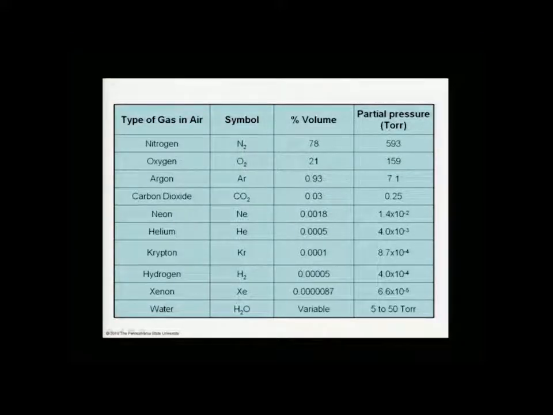So the types of gases are listed here: nitrogen, oxygen, argon, carbon dioxide, neon, helium, krypton, hydrogen, xenon, and water. And you see the symbols, which you're familiar with from chemistry, and here are the percentages that we just talked about. We know on a humid day this can be pretty high, and these are partial pressures, we talked about those. Here's the partial pressure for water vapor, and of course this would be a humid day.